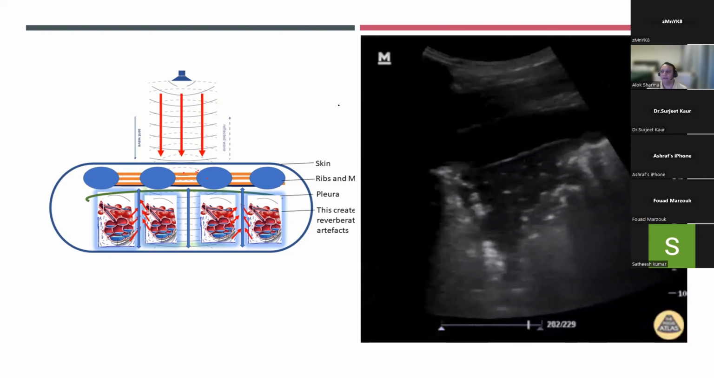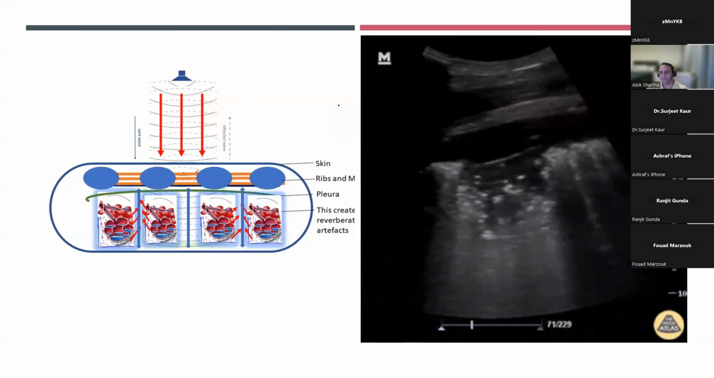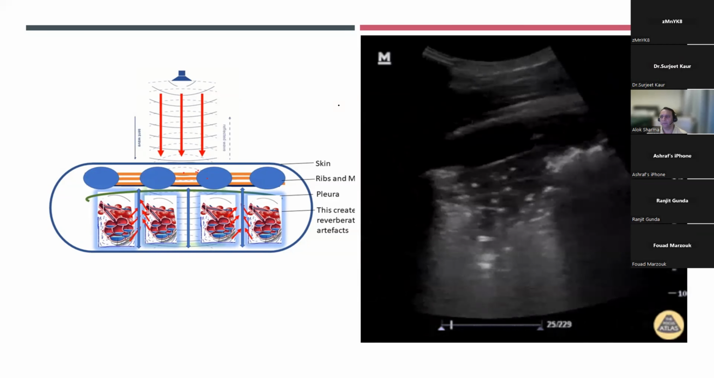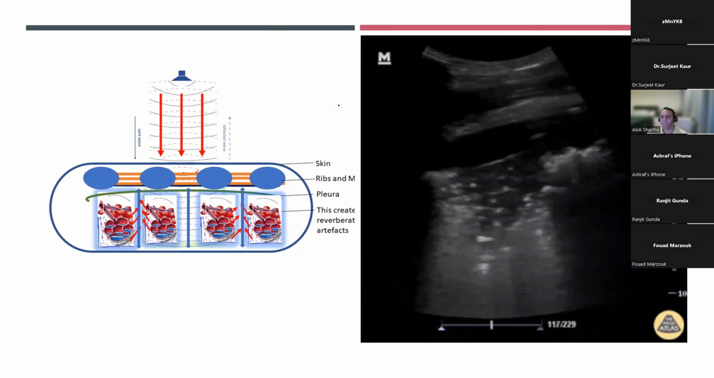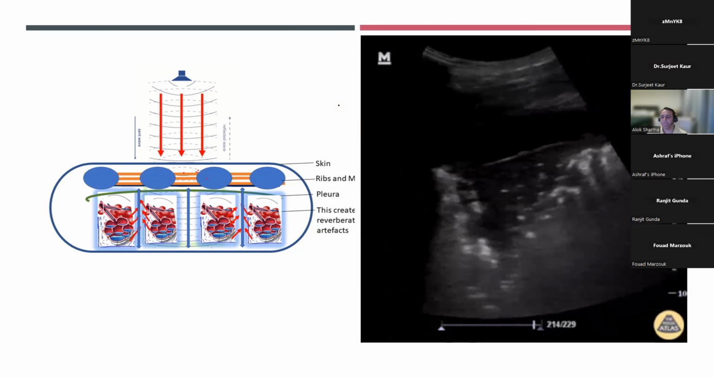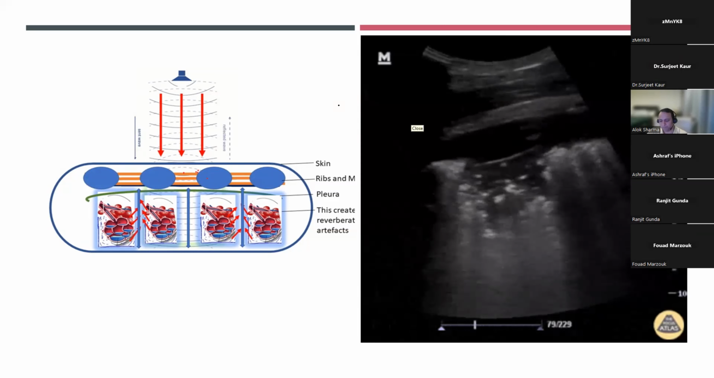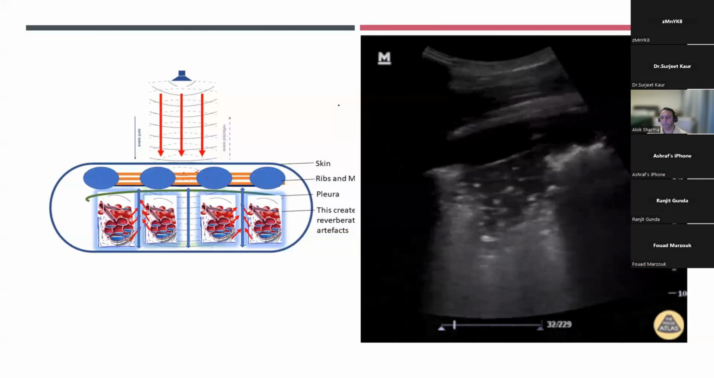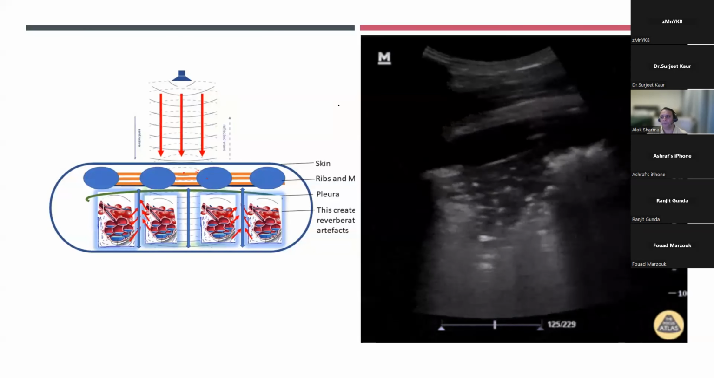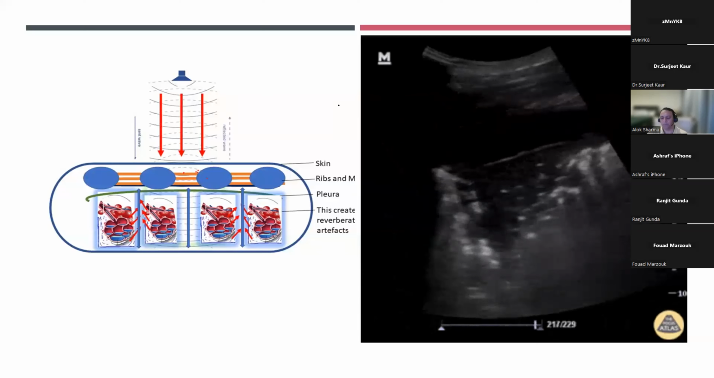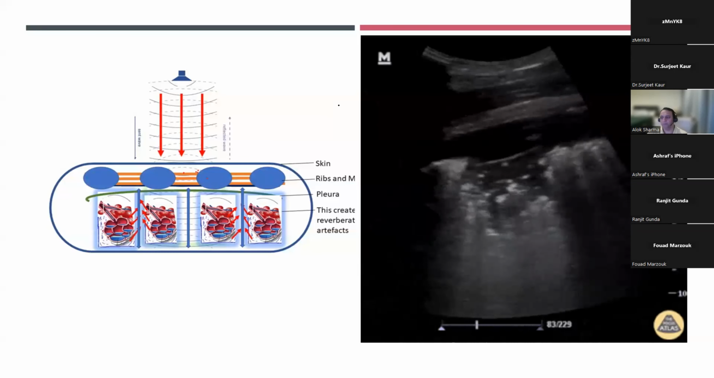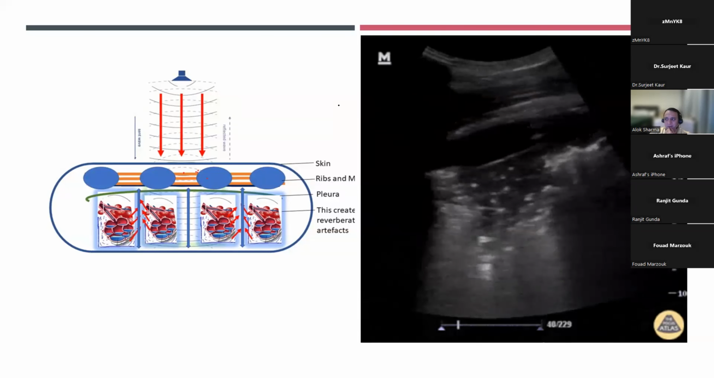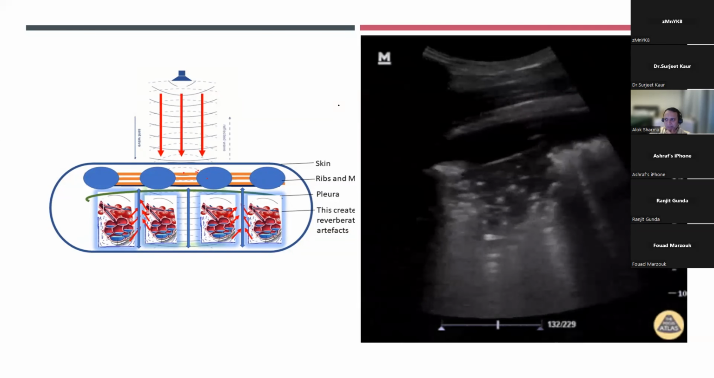Hello, can I ask a question, Alok? Just to get a clarification. If we have air in the lungs, the reverberation artifact is clear. That's why you see the air lines. If there is no air, there is no reverberation. That's why you don't see air lines. But because there is a liquid, you get vertical trapping of the ultrasound waves. That's why you get the B lines. That's correct. Thank you. Okay. Anybody else?